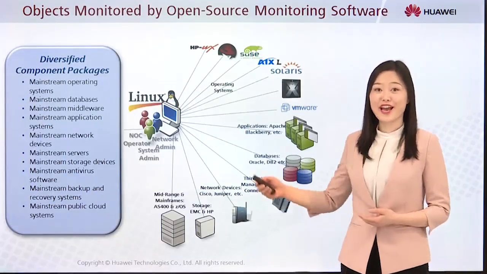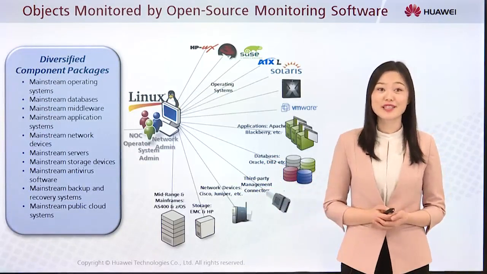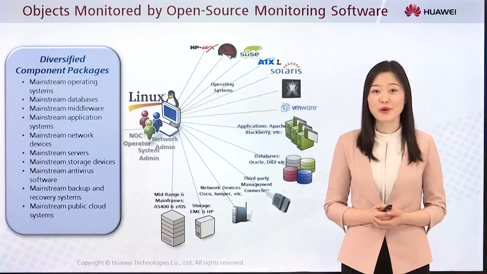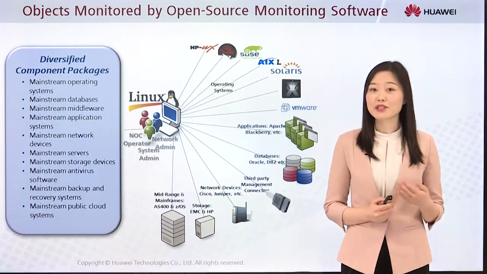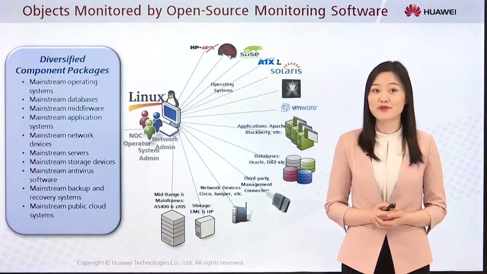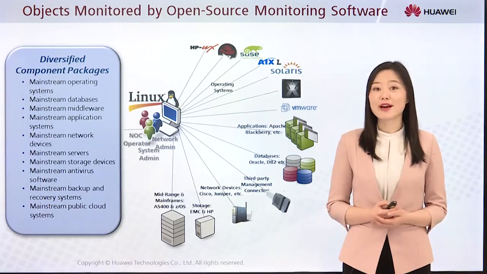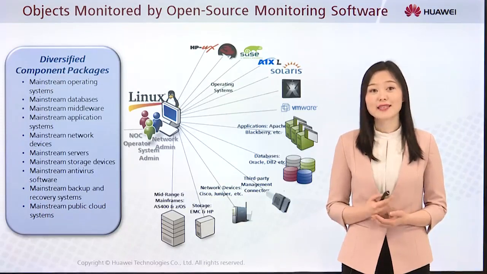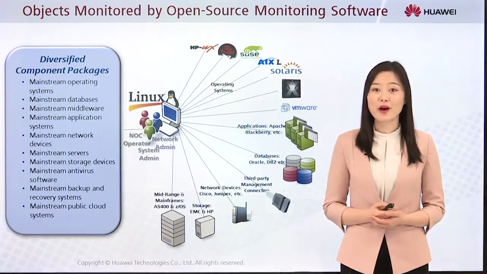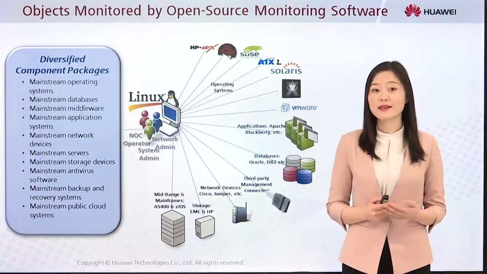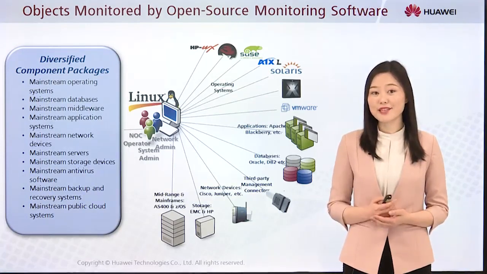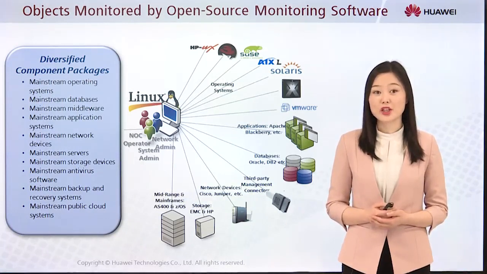Next, let's take a look at which objects can be monitored by open source monitoring software. We can see that open source monitoring software can monitor more than 95% of devices, including various kinds of operating systems, databases, application software, terminals, servers, IoT, and network storage and virtual machines. In addition, it can provide diversified component packages to itemize monitored items.